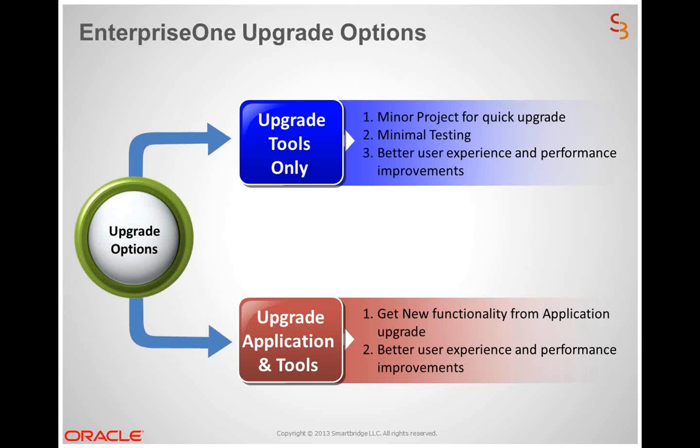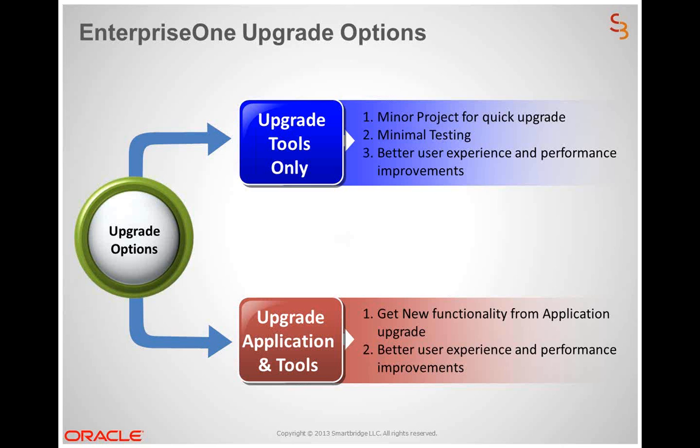You have to understand you have more than one option when you look at tools upgrades. You could do a tools-only upgrade. This is a very effective and efficient manner because you're only looking at installing the new 9.1 tools. So it should be minimal testing and it provides the new user experience and performance improvements. But if you're looking at taking advantage of some of the other features that come with an app upgrade, you may want to consider installing both the app upgrade and the tools as a project that's done together.